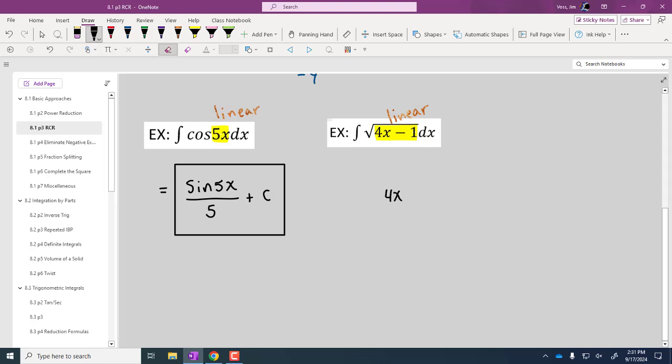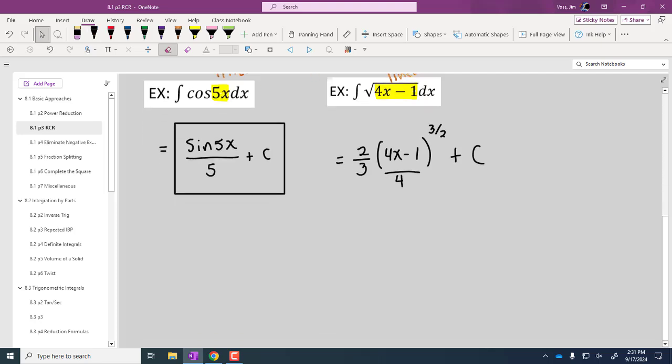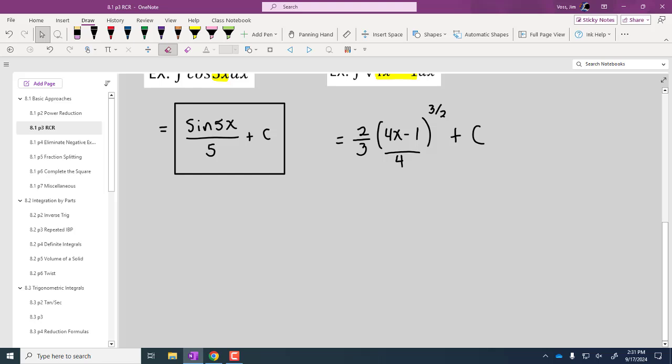Okay, so let's see. That could be it. I haven't done it yet. So it's 4x minus 1 to the half. You add 1, so you get 3 halves. You divide by 3 halves, which means multiply by 2/3. But then you have to do RCR, so you have to divide by 4. And so this is going to end up being very nice. Well done.